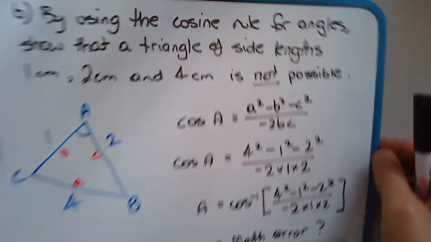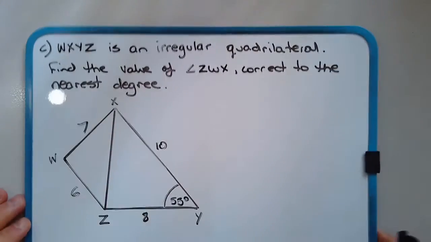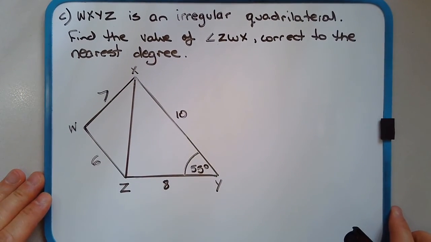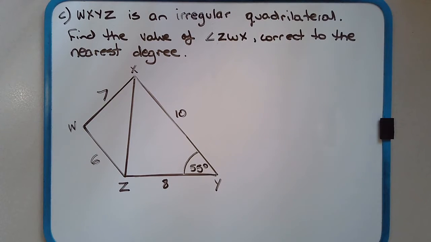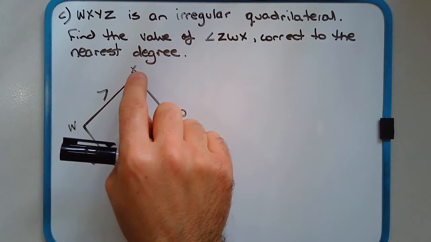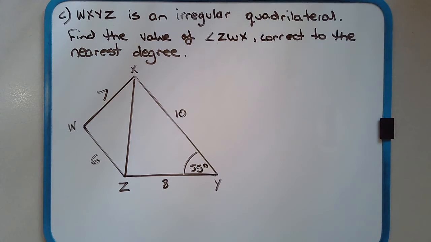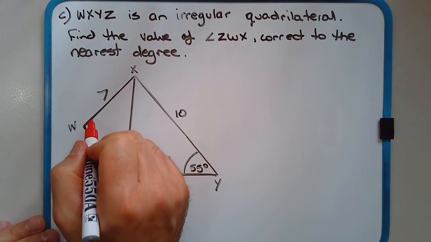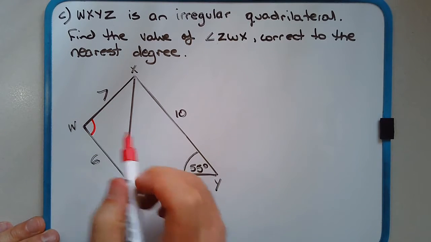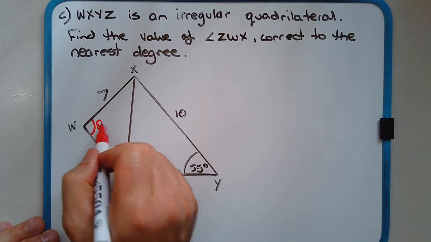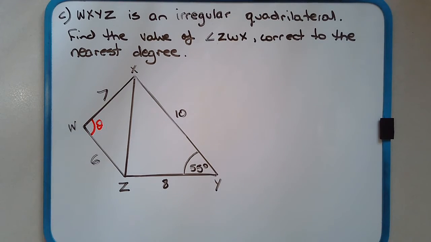All right, one more. There it is on the back. WXYZ is an irregular quadrilateral. Find the value of angle ZWX correct to the nearest degree. Okay, what do we need here? You can see there's probably two things needed. The angle that we want is this angle here. I'll just relabel it angle theta, even though it's got a W there, just to highlight that that's what we want.